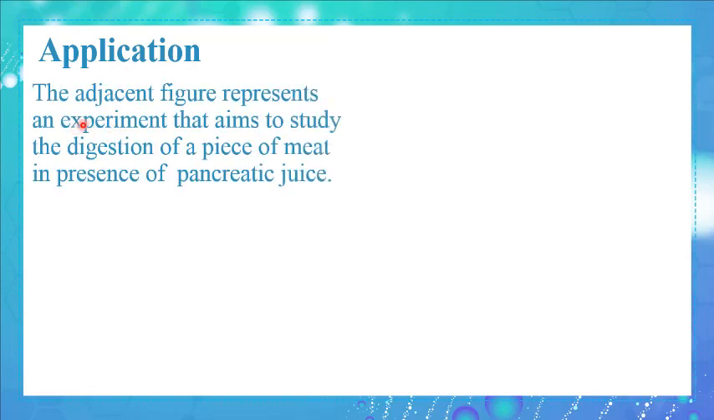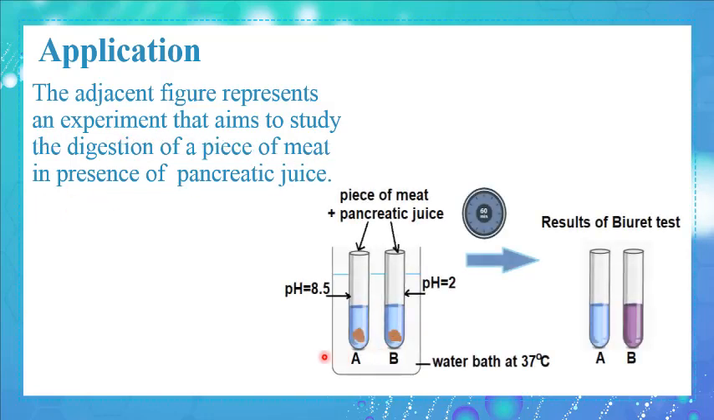Application. The adjacent figure represents an experiment that aims to study the digestion of a piece of meat in presence of pancreatic juice. This figure shows the presence of 2 tubes A and B. Both tubes contain a piece of meat plus pancreatic juice, and they are put in a water bath at 37 degrees Celsius. The only difference between these 2 tubes is in the chemical medium, where in tube A, pH equals 8.5, while in tube B, pH equals 2.